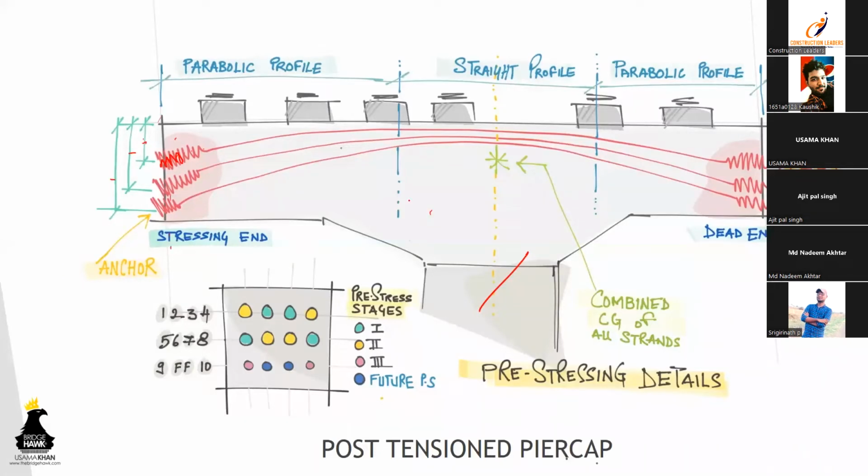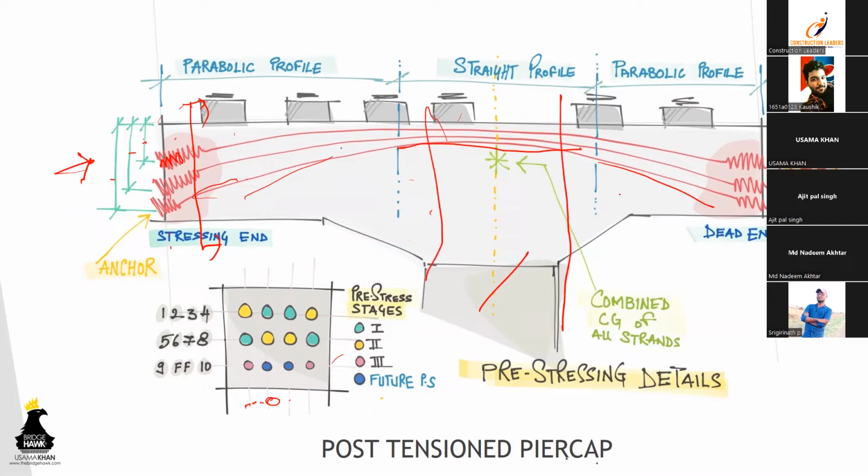These are the distances from the top. If I take a section from over here, or if I see this pier cap from over here, I'll look into this diagram. Talking about the profile first, this is the cable profile. Over here we'll have a rather straight profile, and over here we'll have a parabolic curve. This is basically done in order to take care of the moment that is going to be generated. That is why the eccentricity at the center point is more. Over here it is less.